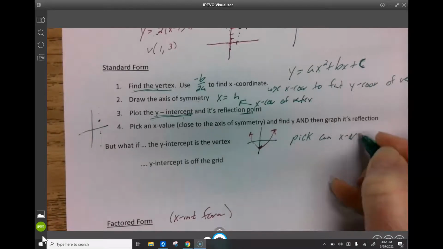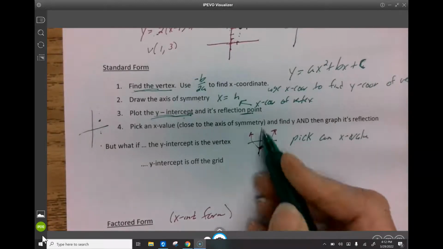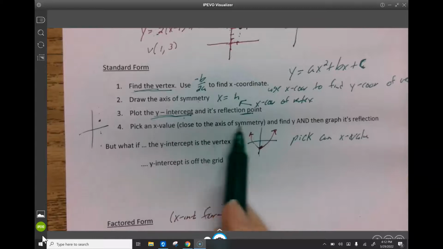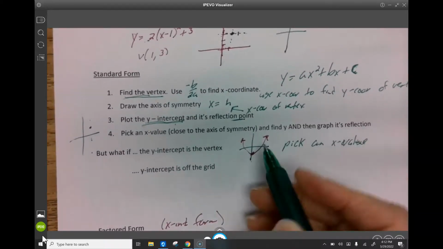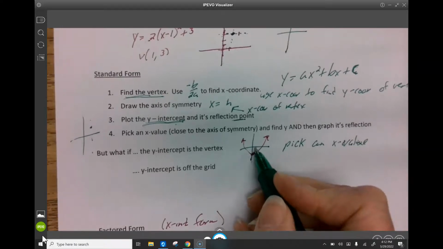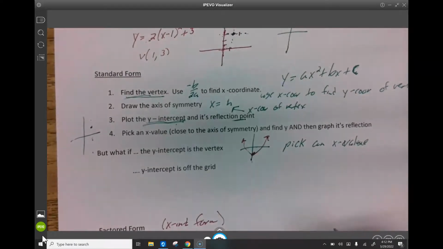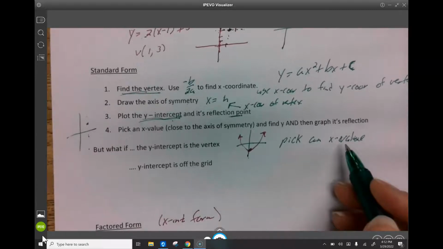That is close to that axis of symmetry. Does that sound familiar? Okay, right here. So, pick an x value. Pick a nice one so it's not too far away. So maybe like if this were it, I'd put like 1 or -1 and plug that in. Pick a point and then find the y value.